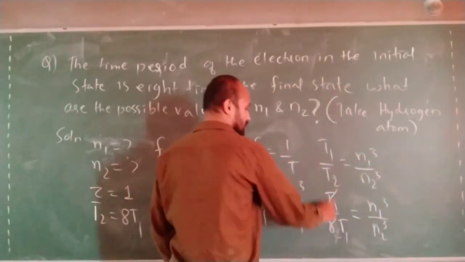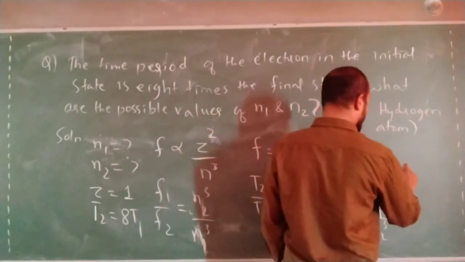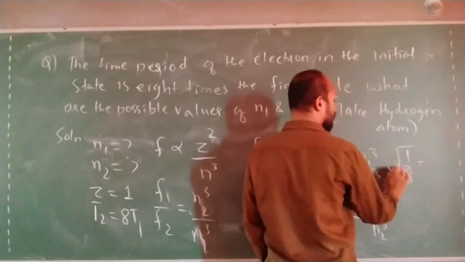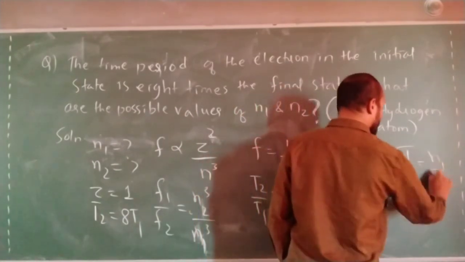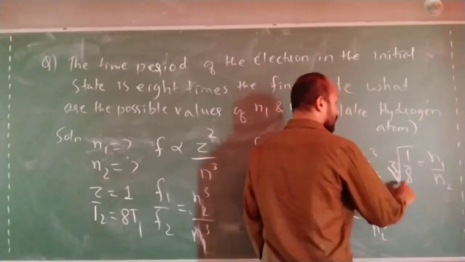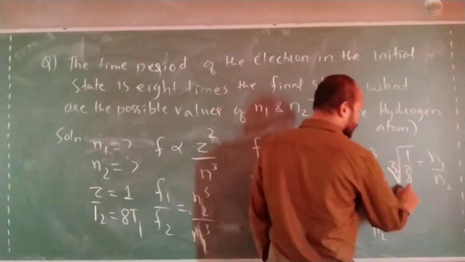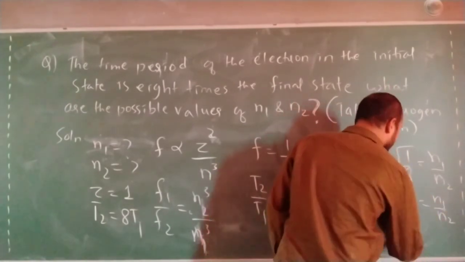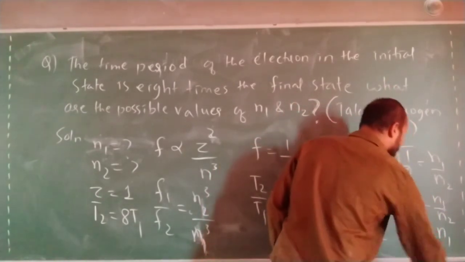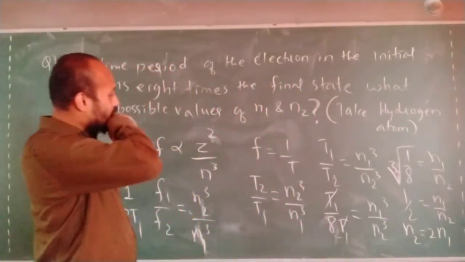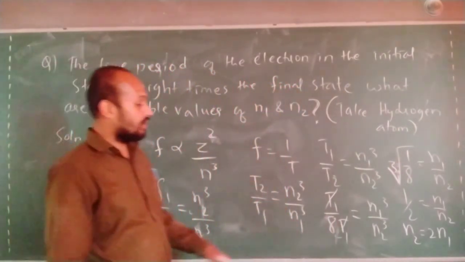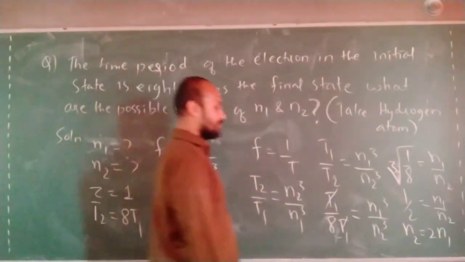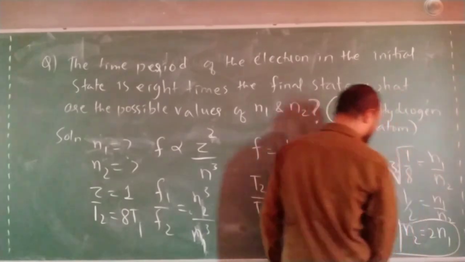So T1 gets cancelled. So you will get cube root of 1 by 8 is equal to n1 by n2. What is cube root of 1 by 8? 1 by 2. 1 by 2 is equal to n1 by n2, or n2 is equal to 2 times of n1. The second orbit will be 2 times the first orbit. So this relation will give you the possibilities.